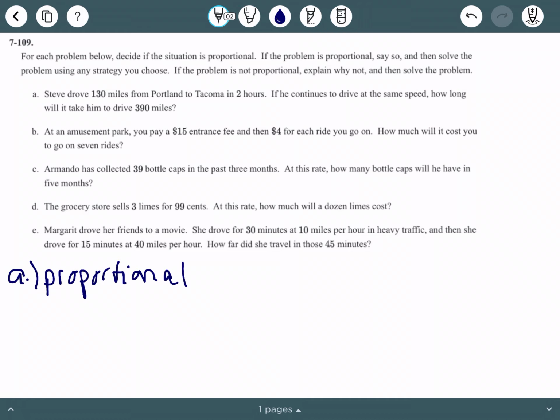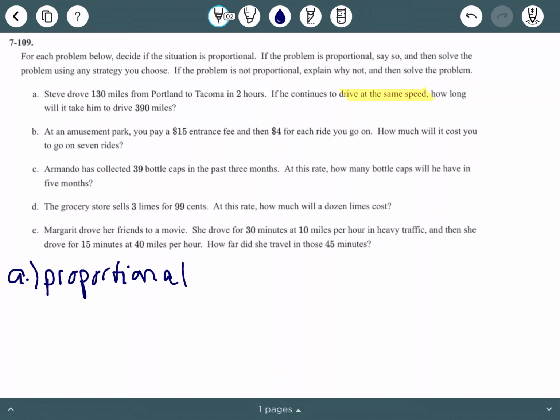And it is proportional because it says that he is driving at the same speed. So that means he's traveling the same amount for any given time. Now we need to solve the problem. So let's take a look at what we have here.